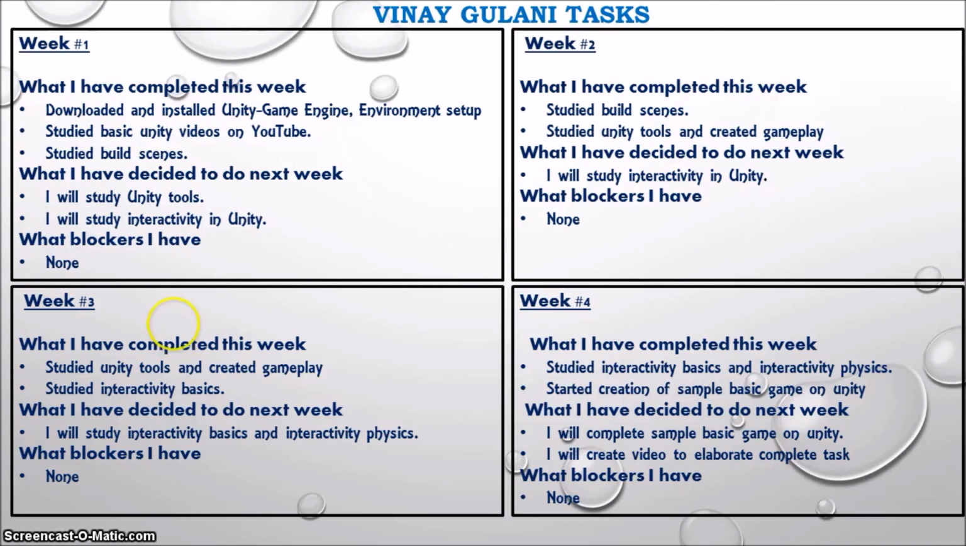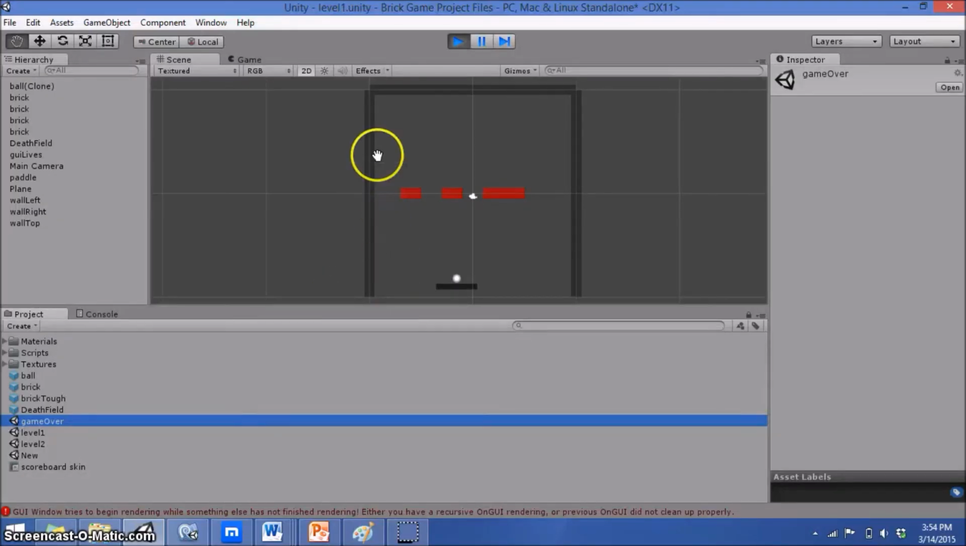Let's go to Unity. Here I have created a basic 2D brick game using 3D objects. Let's start with the objects that I have used in this game. These are three walls: left wall, top wall, and this is the right wall. This is the paddle, this is a ball. Apart from this, these are the series of bricks.